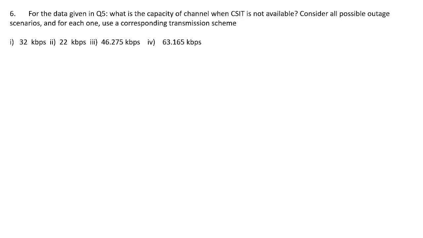It asks to consider all possible outage scenarios and for each one use the corresponding transmit scheme. By the way, CSIT refers to channel state information available at the transmitter, and CSIR refers to channel state information available at the receiver. Now think about what is going to happen when the transmitter doesn't have the channel state information. Consider the case when the transmitter does not have the channel state knowledge, but it has to transmit data at a particular SNR, correct?